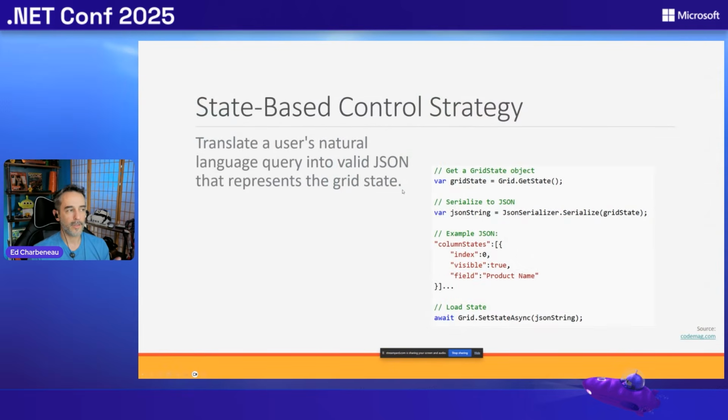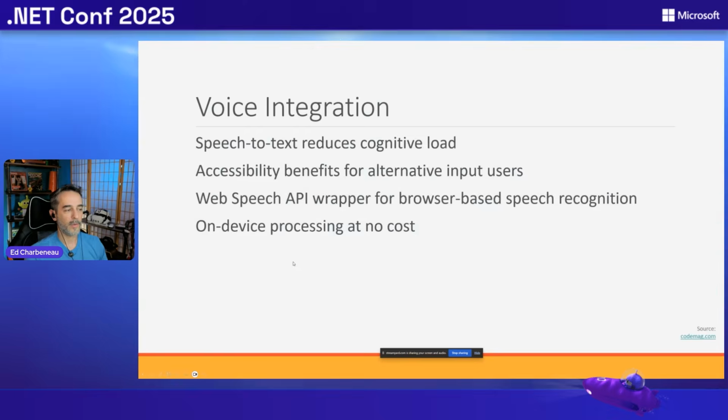So in this state-based control strategy, what I'm going to do is extract the metadata of the Telerik data grid, give that to the AI as JSON data, and instruct it how to manipulate that data as if the user was interacting with that UI component. So let's take a look at what that would look like.